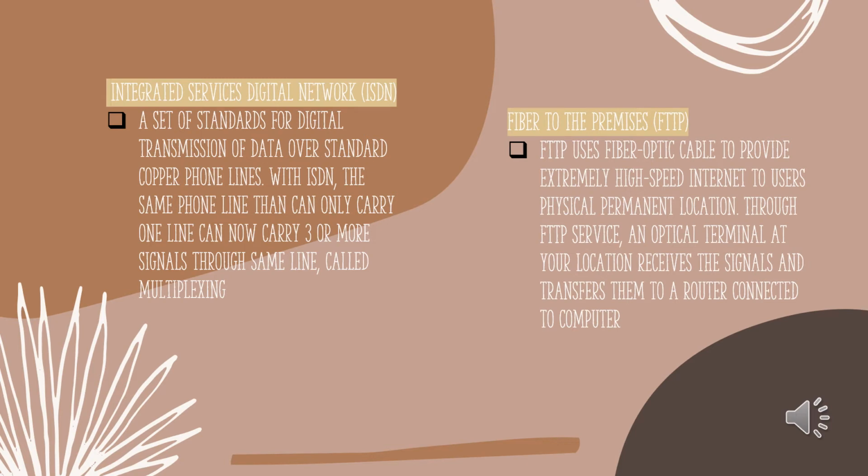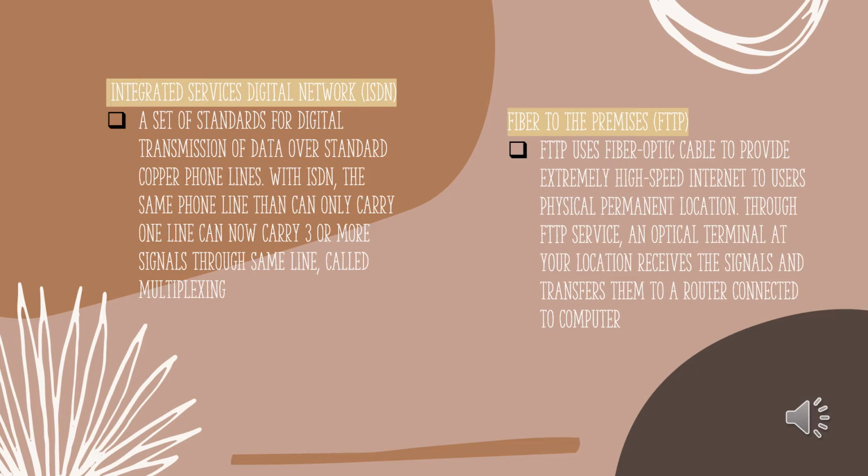Next is the Integrated Services Digital Network, or ISDN. ISDN is a set of standards for digital transmission of data over standard copper phone lines. With ISDN, a single phone line that can normally carry only one signal can now carry three or more signals through the same line. This is called multiplexing.